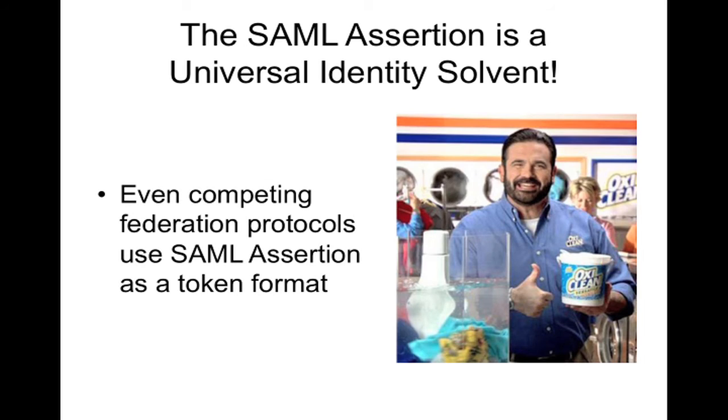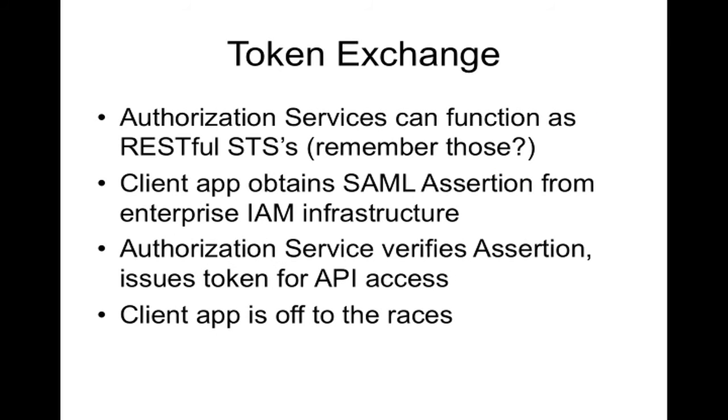The SAML assertion is a universal identity solvent. Thank you, Eve Maler from Forrester, for that quote. Even competing federation protocols, I'm looking at WS-Federation, can use the SAML assertion as a token format. So that means that we can exchange tokens very readily. Authorization services can function as RESTful STSs. Anybody remember WS-Trust? Me neither.